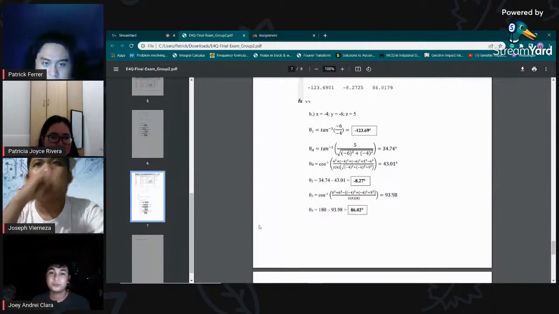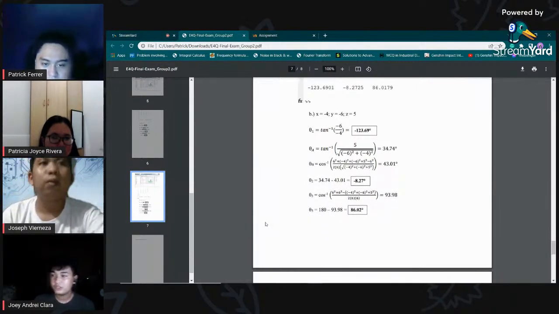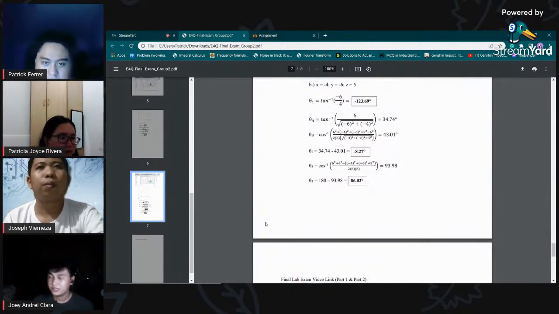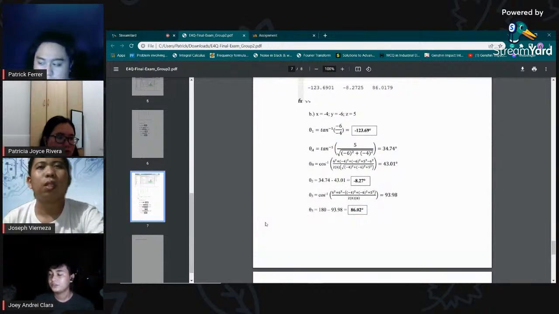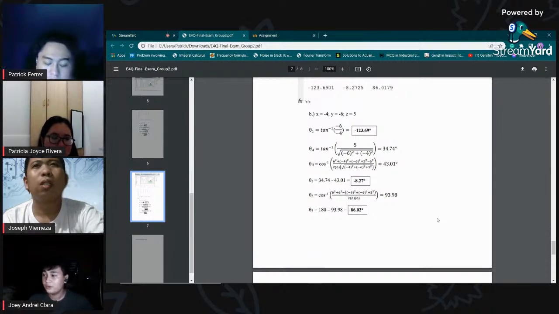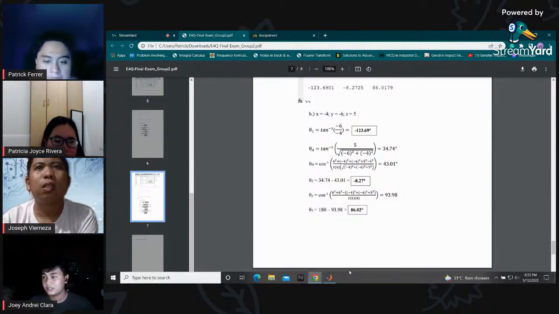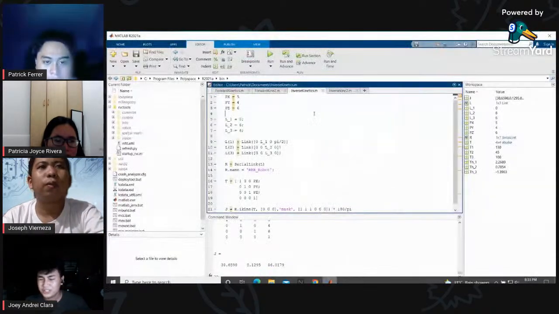Of number 2. Again, the computation is shown on the screen. I will discuss the final answer. So the theta 1 computed is negative 123.69 degrees. The theta 2 is negative 8.27 degrees. And theta 3 is 86.02 degrees. That's for the computation. Now let's go to the simulation.